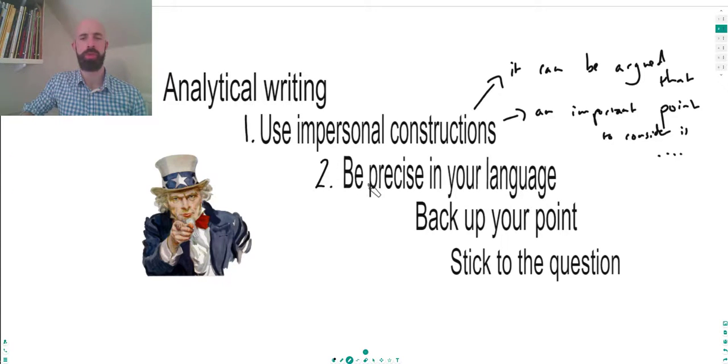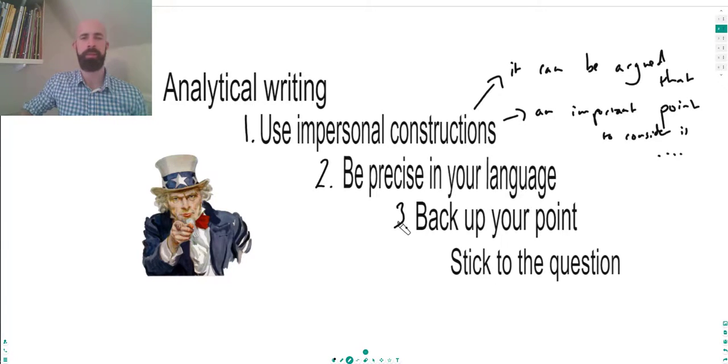Okay, so rule number 2 here is be precise in your language. You want to be as precise as possible. You really want to clarify exactly what you mean in your statements. Don't be sloppy with your language. Don't be too general. Try to be as precise as you possibly can.